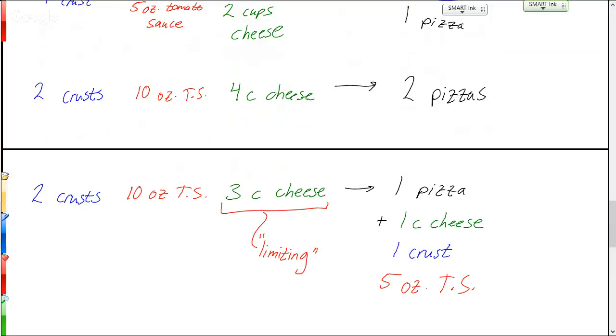If we had another cup of cheese, we could make 2 pizzas, but we don't, so we can only make 1, and then we have extra other stuff. So the cheese is the limiting factor, or if this were a chemical reaction, we call it the limiting reactant. And the other 2 things we say are in excess. We have more of those than what we need. So the cheese is limiting us from making that second pizza, and the other things are in excess.